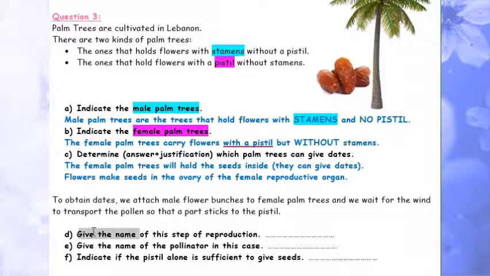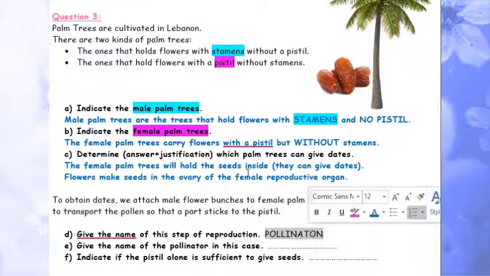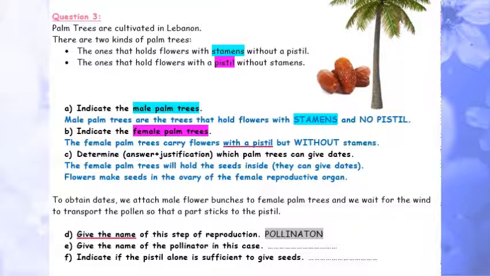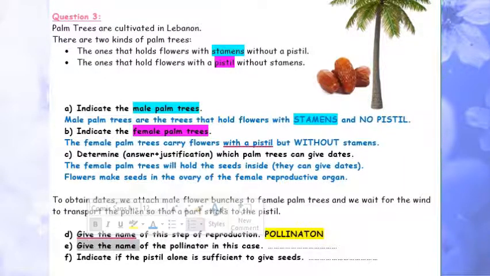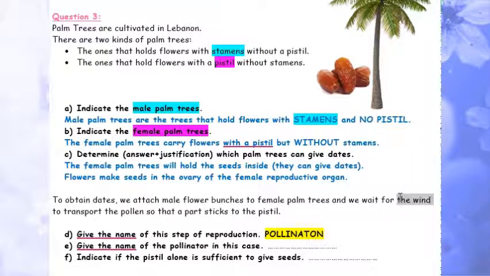So first of all, give the name of this step. The first step of the reproduction is called pollination. Okay, when pollen is taken from the male anther to the female stigma, we say that pollination is happening. Okay, so this is pollination. Give the name of the pollinator in this case. Who is doing this act? Who is moving the pollen from the male flower bunches to the female palm tree? It's the wind's job. So in this case, the wind is the pollinator.